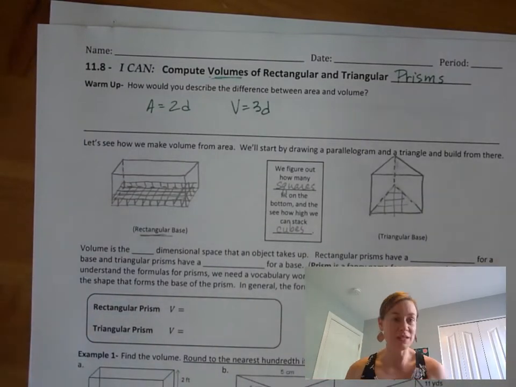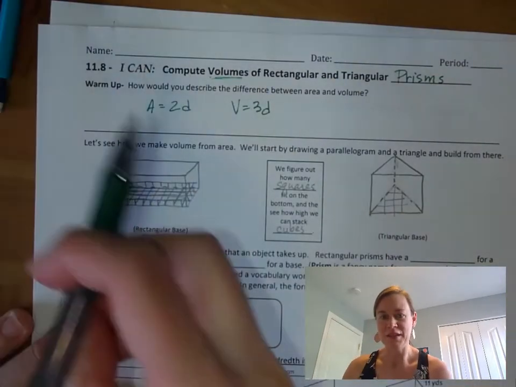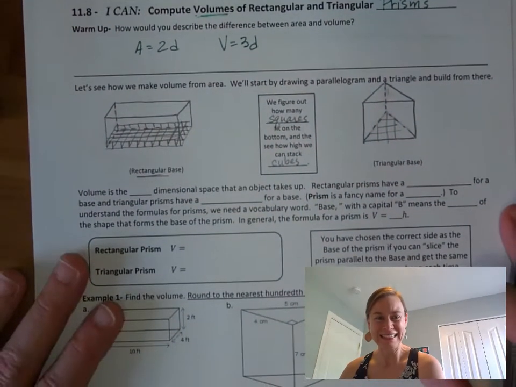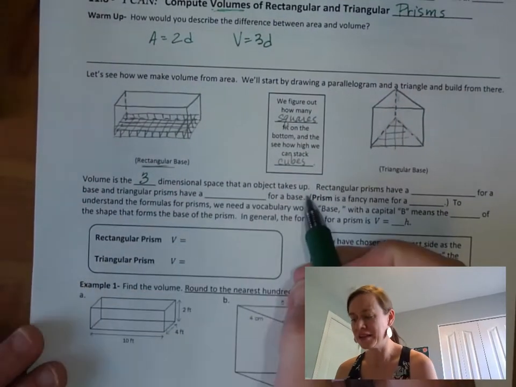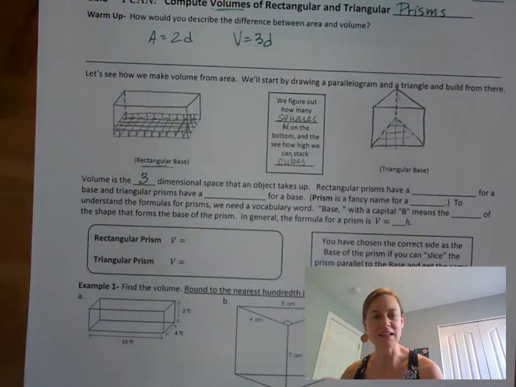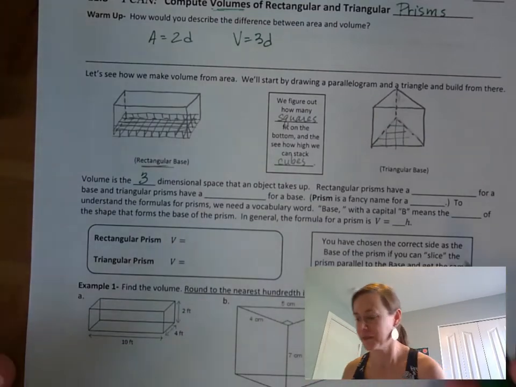Now you're not gonna be doing this by drawing a bunch of lines like I just did. You are going to be doing it by using your formulas like length times width and things like that. Let's keep going. Now that I'm done drawing, I'm going back to my pen. So volume is the three-dimensional space that an object takes up. So it needs to have length, it needs to have width, and it needs to have height.